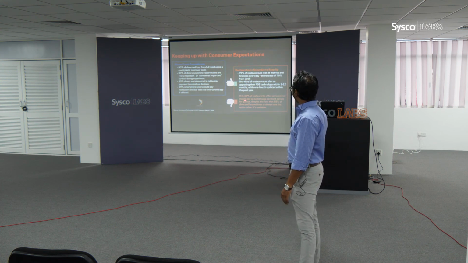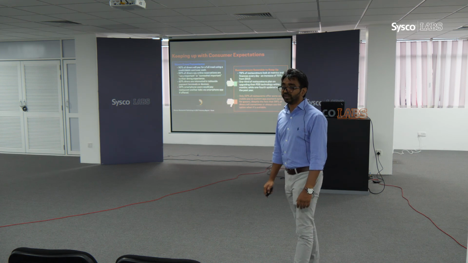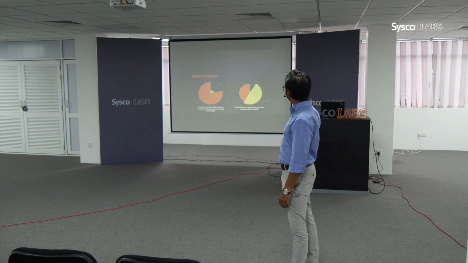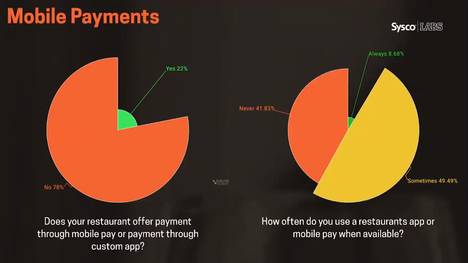This thing, they have not yet caught up: the mobile pay part of it. So if I go into a little more detail, from a restaurant point of view, only about 22% of restaurants have mobile pay or custom app payments that they can do using mobile pay as such, right? So it's a small number, say 78% don't have that feature available to them.